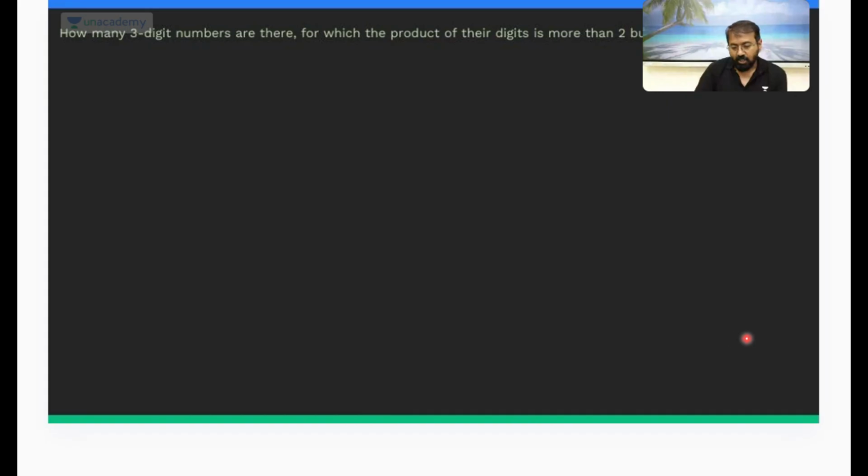Let's take up some other scenario. Guys, try for this question. How many three-digit numbers are there for which the product of the digits is more than 2 but less than 7? Such kind of three-digit numbers, whose digit product is greater than 2 but less than 7?